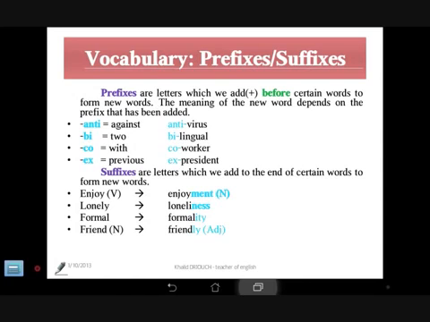So we might conclude that a prefix is letters we add before the word and they change the meaning. However, a suffix is letters we add at the end of the word. They don't change the meaning, but they change the category. Verb to noun, noun to adjective, adjective to adverb.